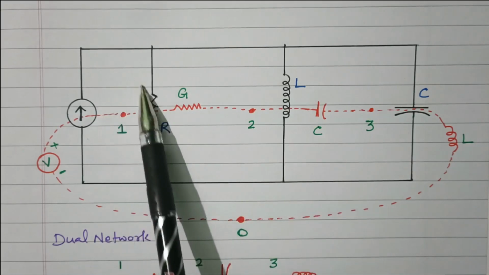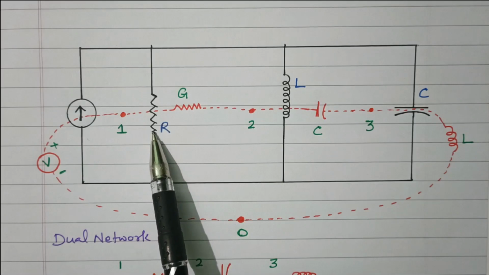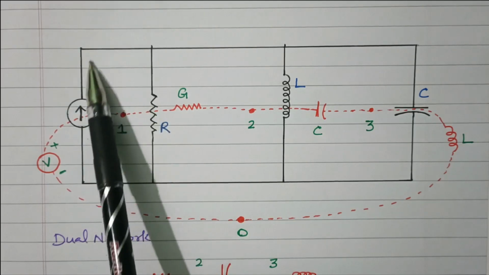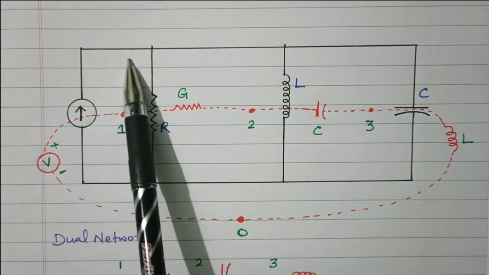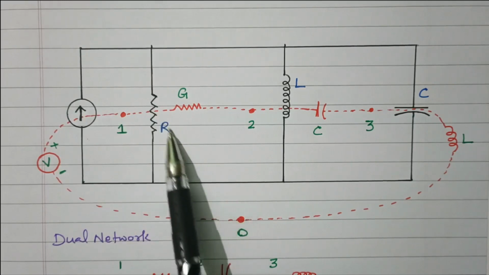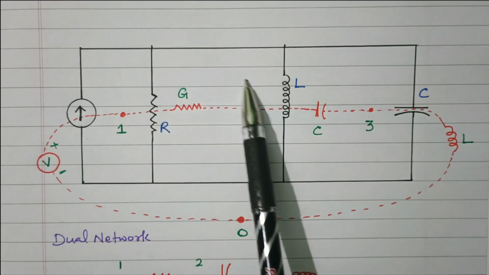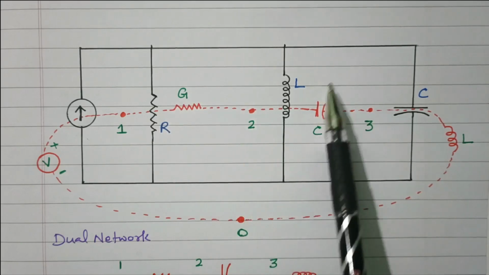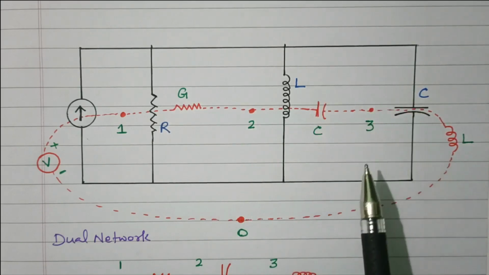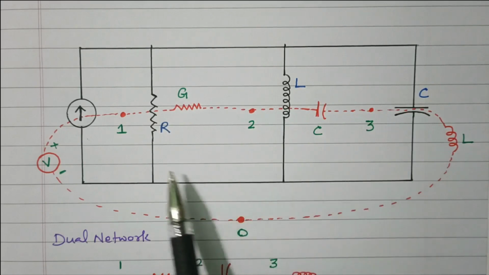This is the first loop, the current source and the resistor, current flowing through this. This loop is nothing but a closed circuit. This is the second loop, resistor and inductor, current is flowing through the resistor and inductor. This is the third loop, inductor and capacitor. So 3 loops are available.